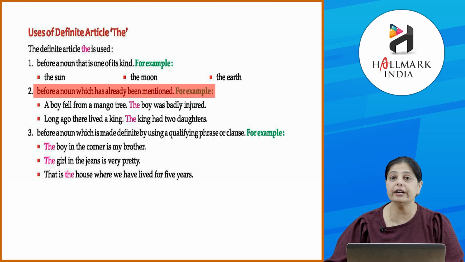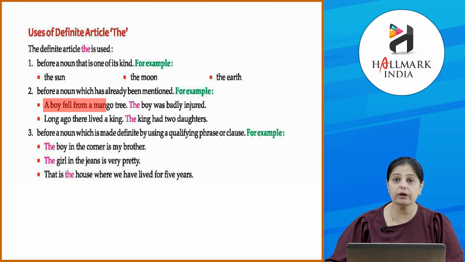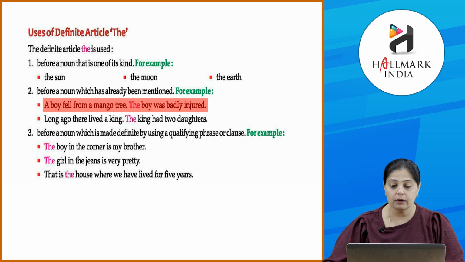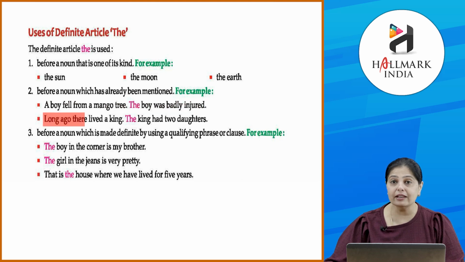अगर कोई noun already mention हुआ है तो उसके बारे में repeat करने के बदले we use the. Like for example, a boy fell from a mango tree. Okay, now we are talking with reference to this boy only. So that is why in the following sentence we'll say the boy was badly injured. Okay, long ago there lived a king. The king had 2 daughters.